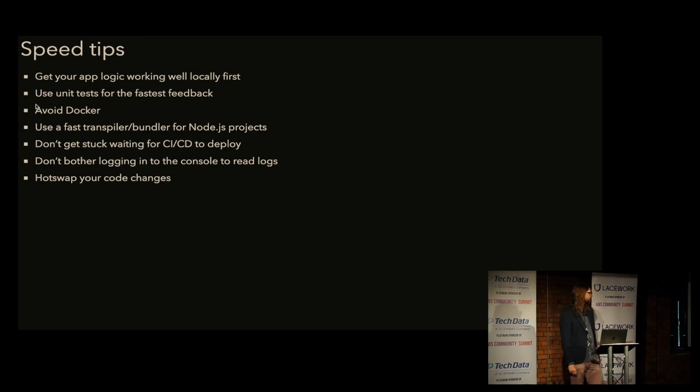So yeah, my speed tips are getting the app working really well first, using those unit tests for the fast feedback. I find Docker builds infuriatingly slow, so I try and avoid them as much as possible. Getting rid of things like Webpack and using ESBuild because it's way faster than the alternatives. I believe SWC is up and coming, but I tried it out and it was a bit difficult to use. And yeah, try and avoid waiting for that CI/CD to deploy. What can we do to bypass those processes? And then, yeah, don't bother logging into the console.